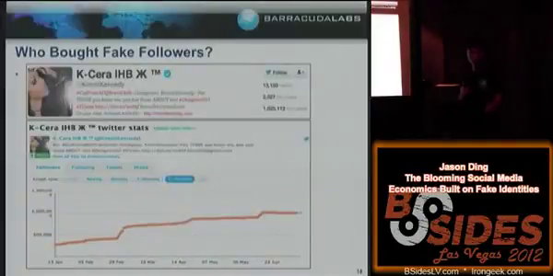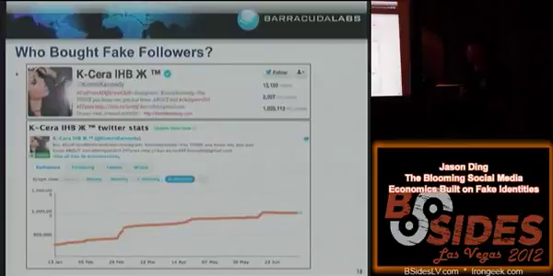And this is another example of buying fake followers. I'm not sure she's famous, but you can see she bought fake followers many different times, not just once, but several times. So you see this jump. Most likely she got some new fake followers at that time.